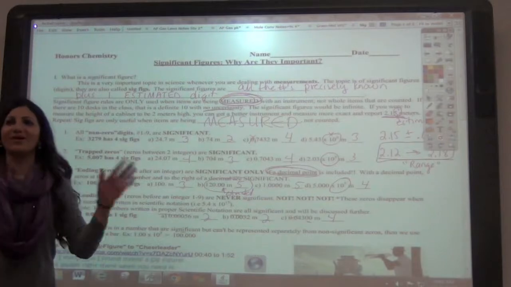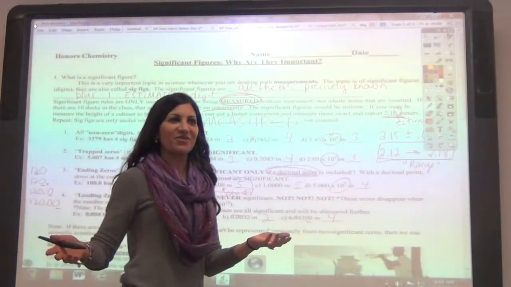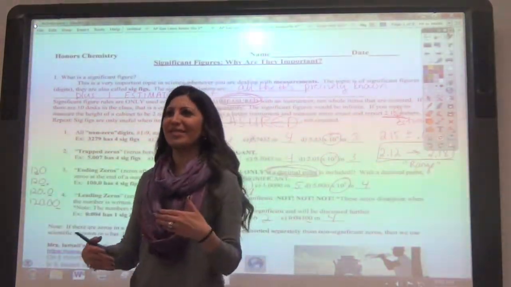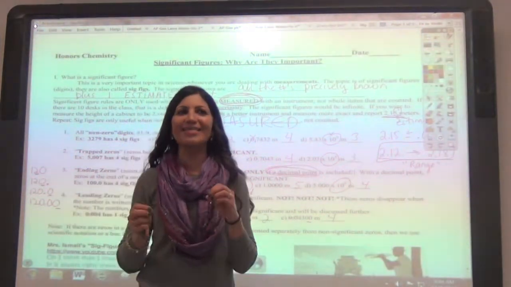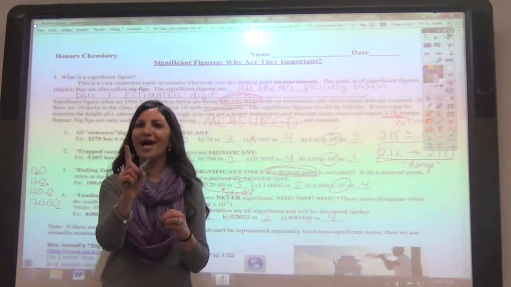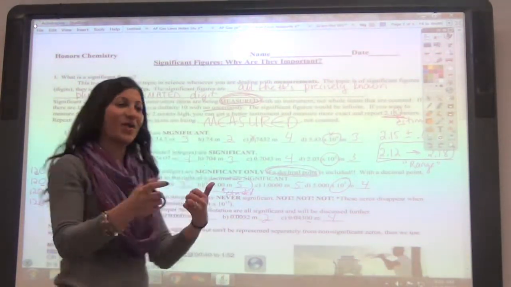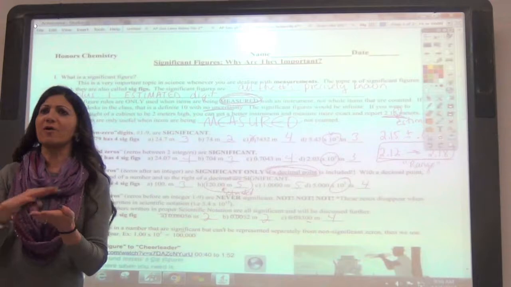So before we start anything, we need to make sure that we know the definition of a significant figure. So let's repeat this together. A significant figure is all the numbers precisely known plus one estimated digit. That's awesome. Okay, so now remember, the rules are pretty simple.